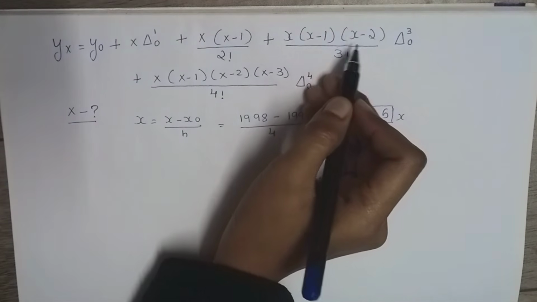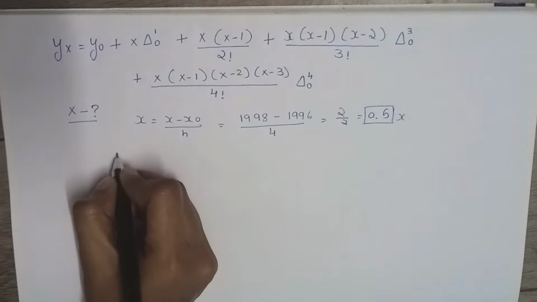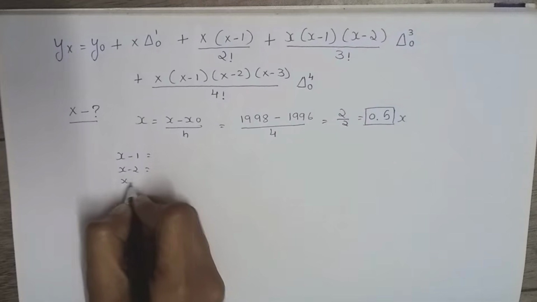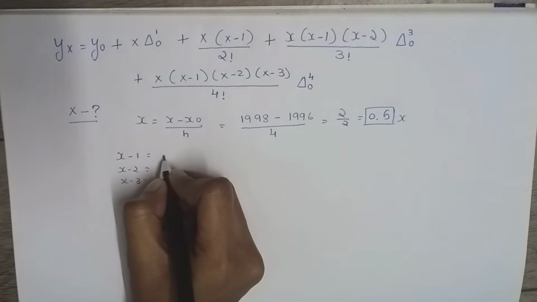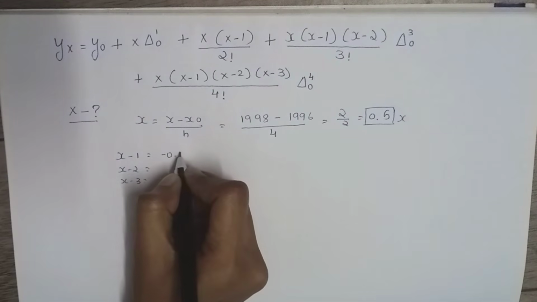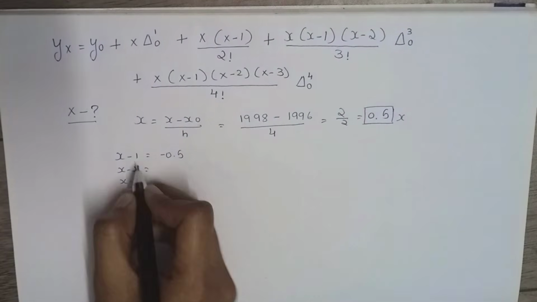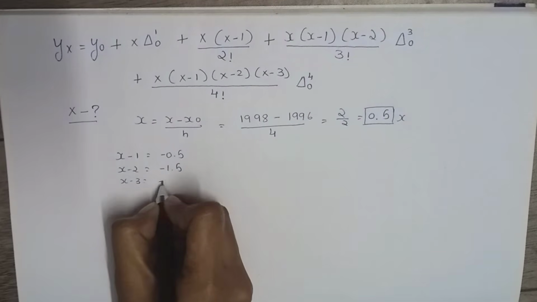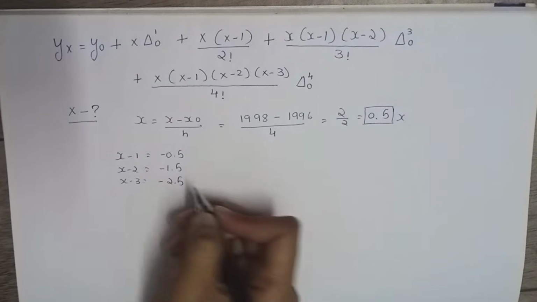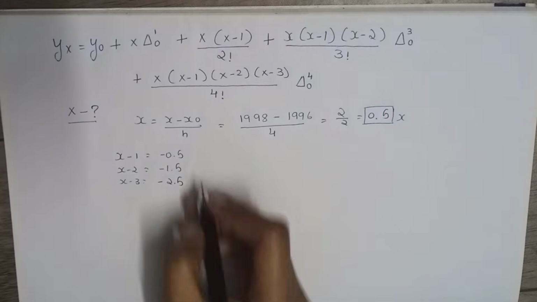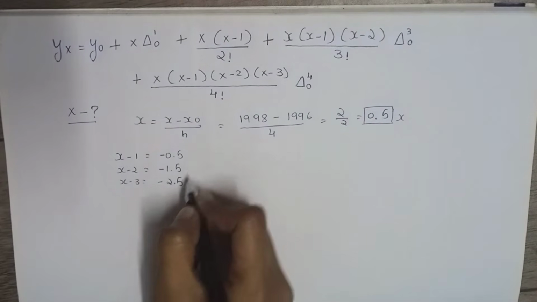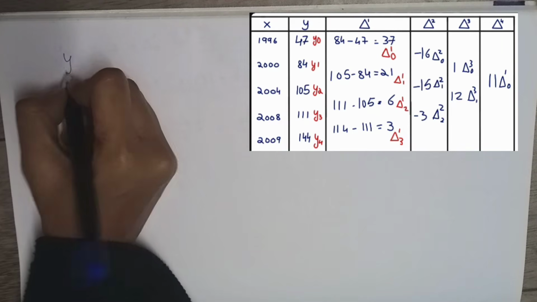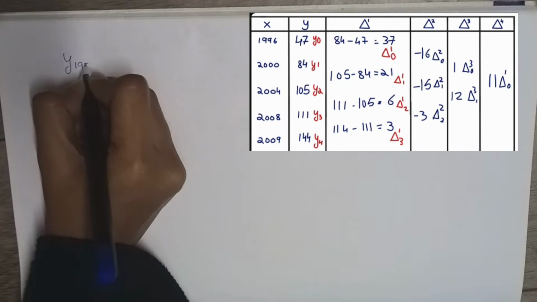So what we have to do from this is find x minus 1, x minus 2 and x minus 3. Simply x minus 1 is 0.5 minus 1. We get minus 0.5. Now for x minus 2, 0.5 minus 2 is minus 1.5. For x minus 3, 0.5 minus 3 is minus 2.5. So now we have all the values which can be substituted in the formula.